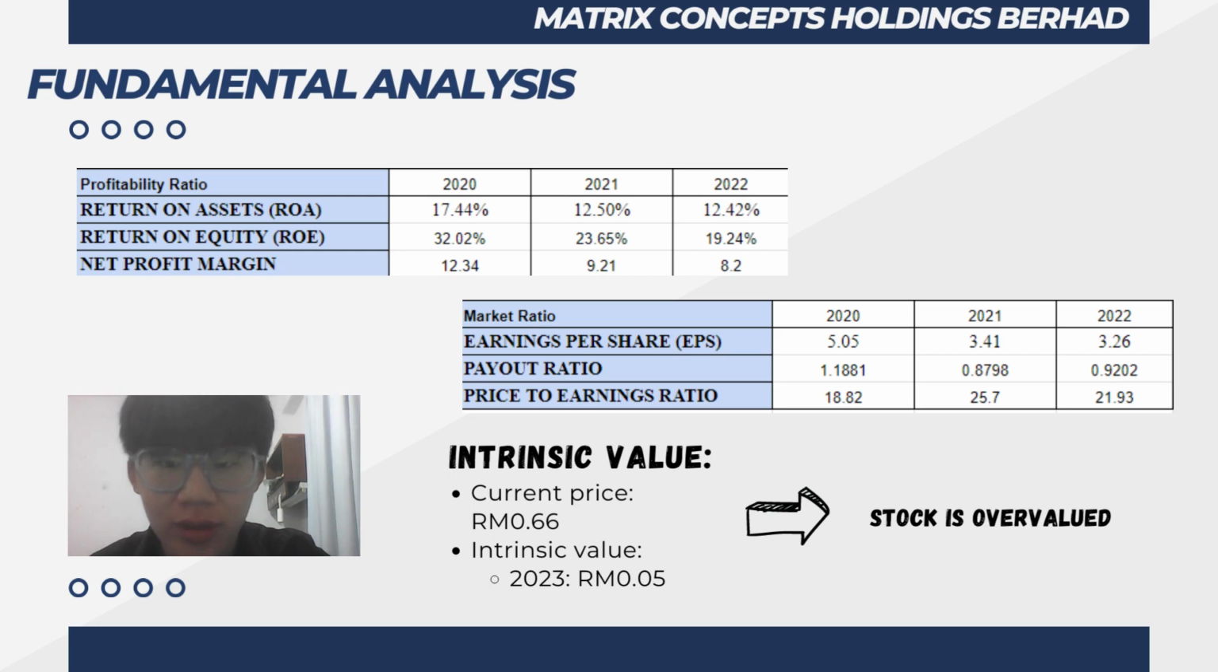For the next, we found that net profit margin, the highest is 2020, it is 12.34%. For the last, we found that the market ratio, we found that the earning per share in 2020 is 5.05, and the payout ratio, the higher is 2020 is 1.19, and the last price to earning ratio also the higher is 2021 is 25.7. And next, we found that the intrinsic value, the current price is 0.66 ringgit.